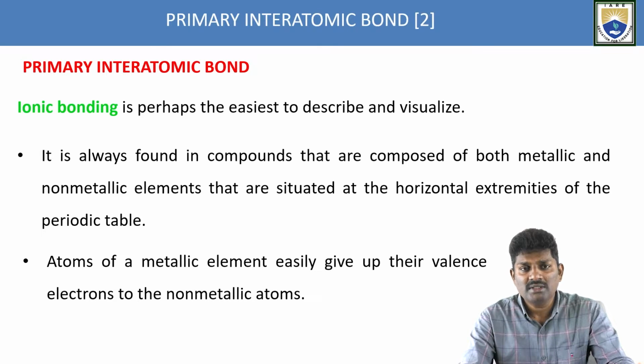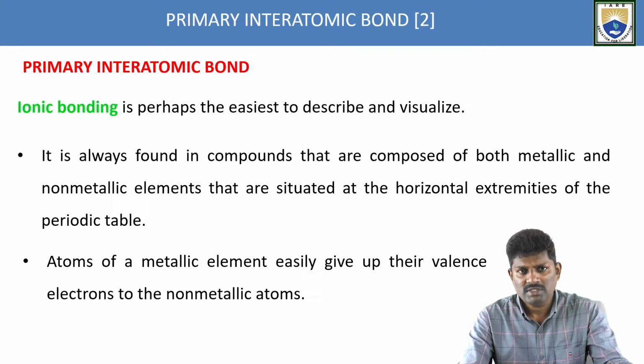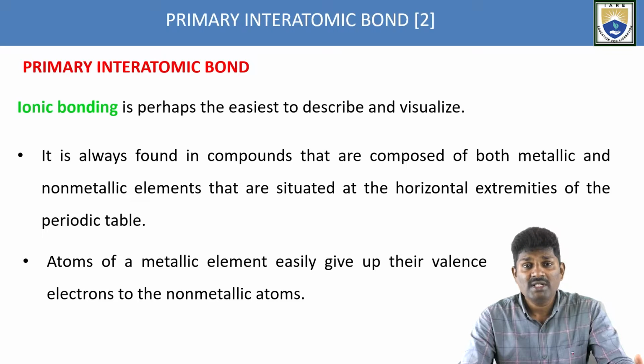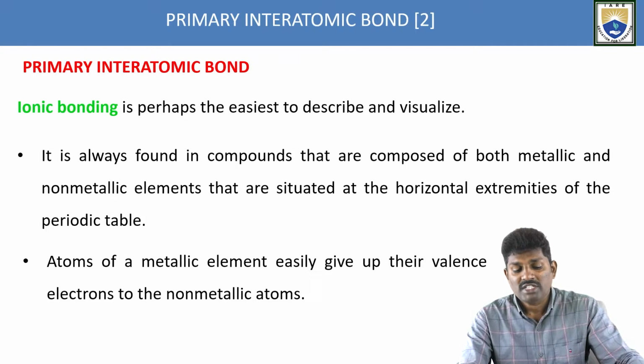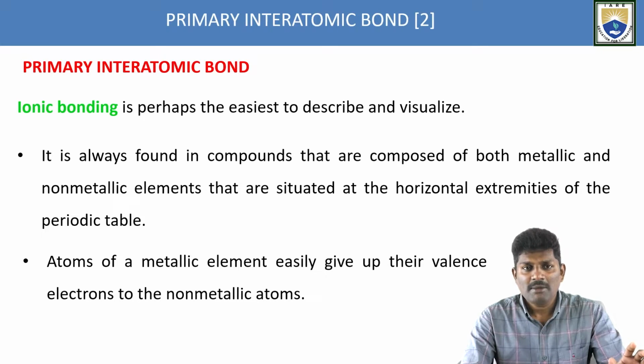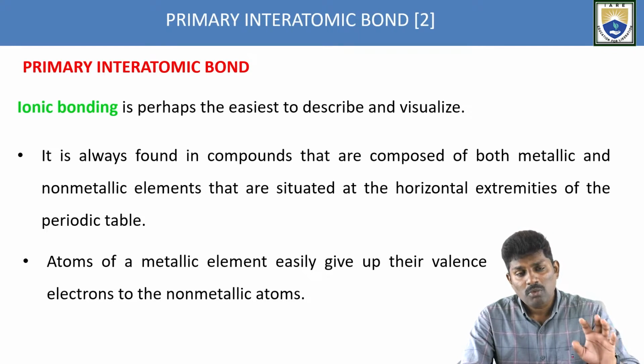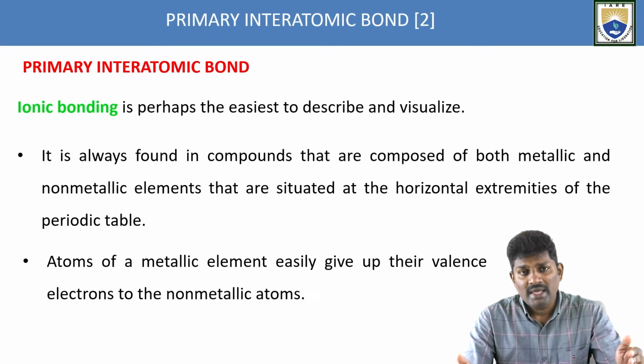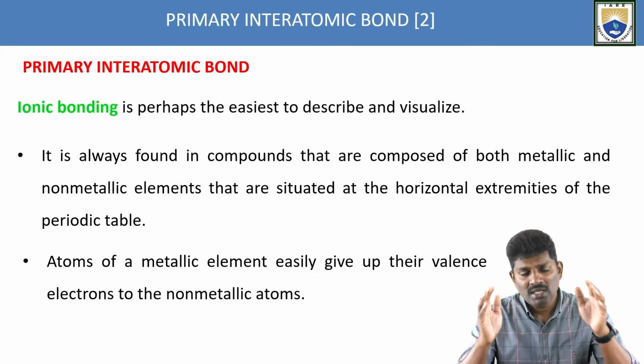So first, the primary interatomic bonding is ionic bonding. Ionic bonding is the easiest to describe and visualize. Why? Because we'll see how it is identified, what type of bonding it is. It is always found in compounds composed of both metallic as well as non-metallic elements, which are situated at the horizontal extremities of the periodic table.